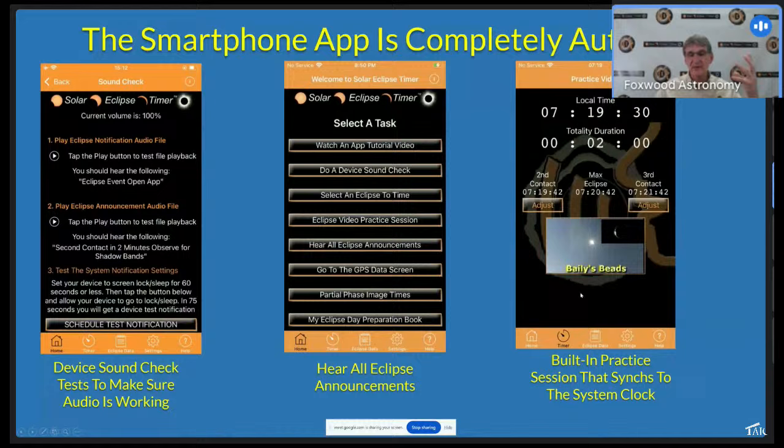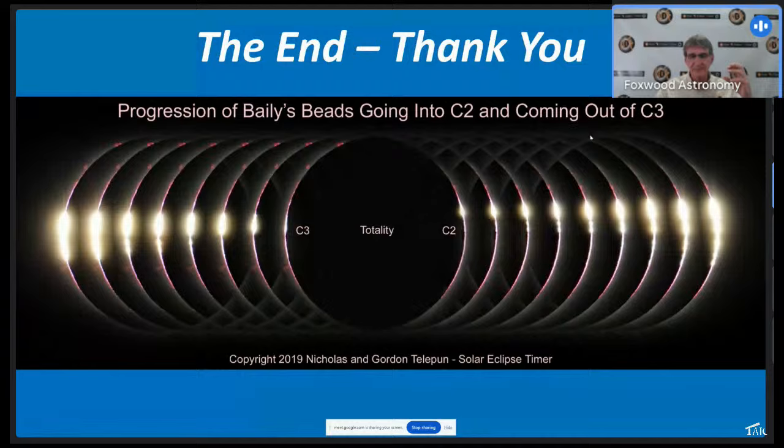When you click on this, it plays a 4.5 minute eclipse. That's my observing position from 2017 with a fixed 2 minute totality in it. So you can practice all of your photography. And that's the end of the slide presentation of my talk.